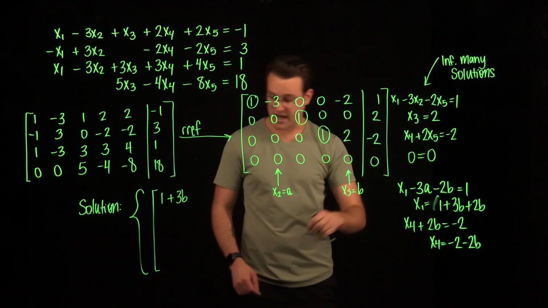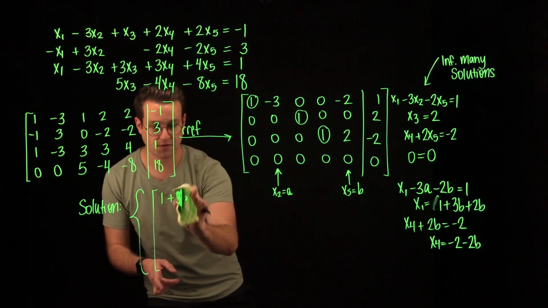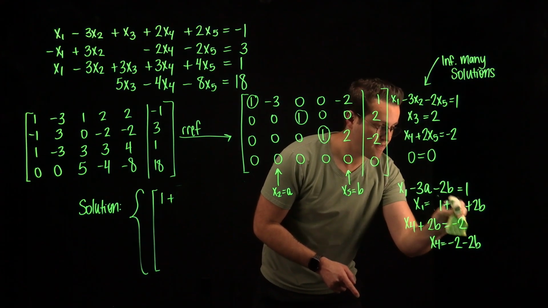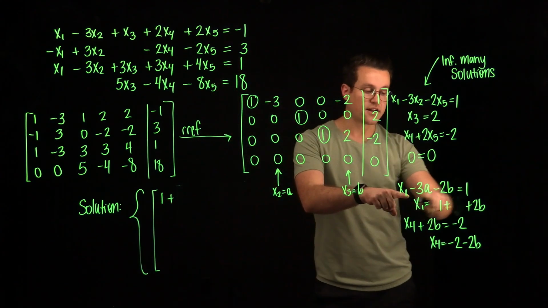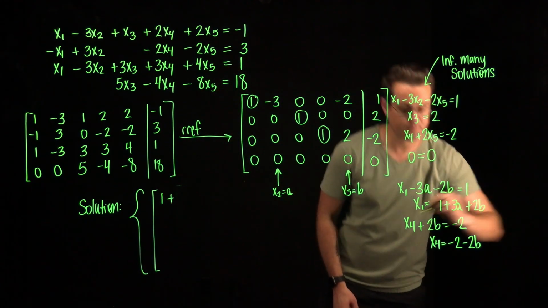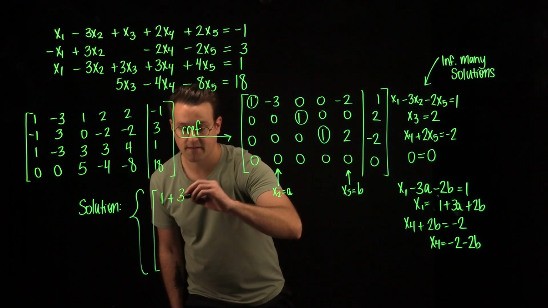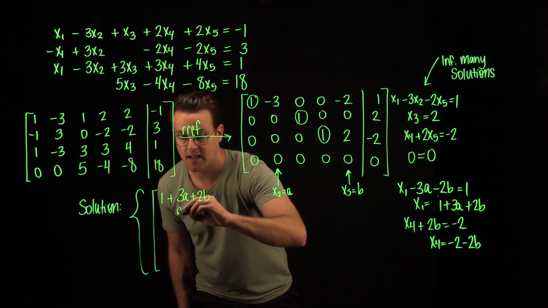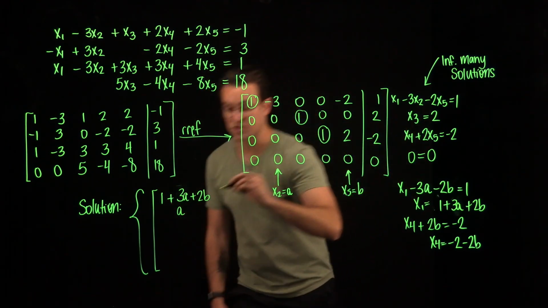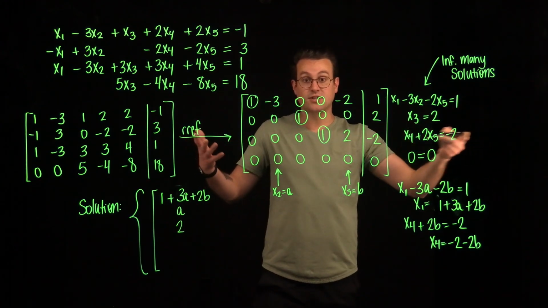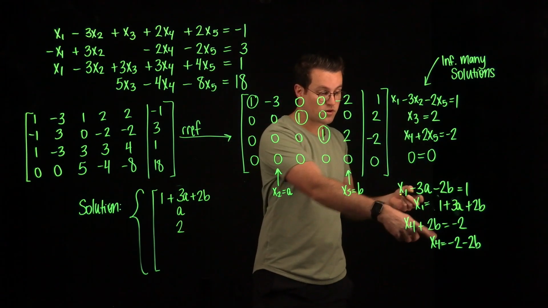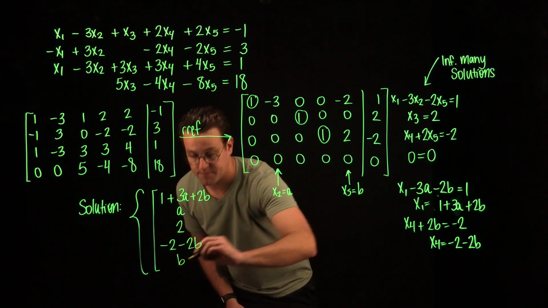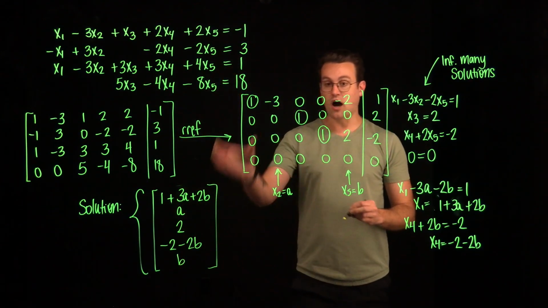Oh, sorry, this should be 3a. Let me fix this real quick. So I have a little mistake there, a little mistake here. Excuse the squeaking. So if I added 3a to both sides, this should be 3a. So 1 plus 3a plus 2b. Okay, then x2 is a. And then x3 is just 2. That's fine, right? x3 has to be 2. There's no option. And then x4 is negative 2 minus 2b. And x5 is b. So the solution is all vectors of this form.